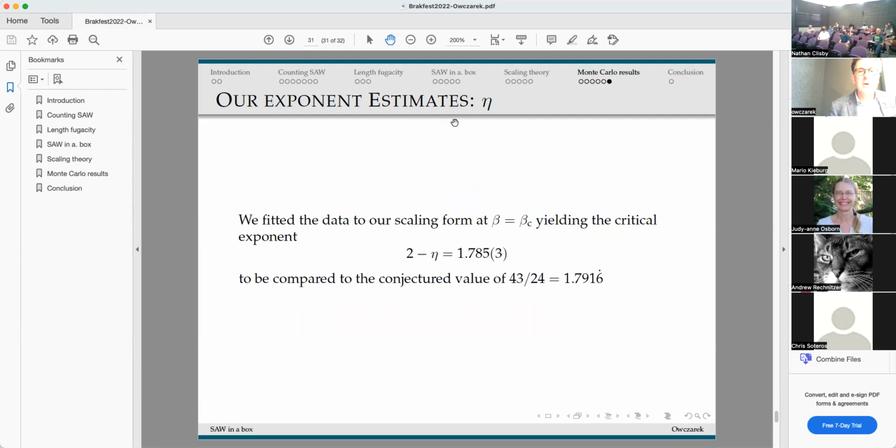If you do add in corrections to scaling, then you get 2 minus eta being 1.785, and 43 on 24, which is 2 minus eta, is 1.7916. So none of these exponents are new if calculated for self-avoiding walks without a box, but we've shown that they're completely consistent with a box.